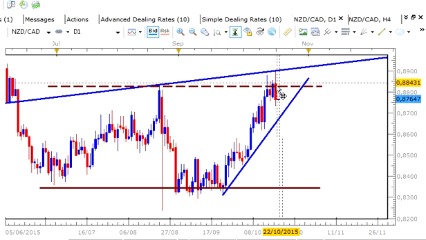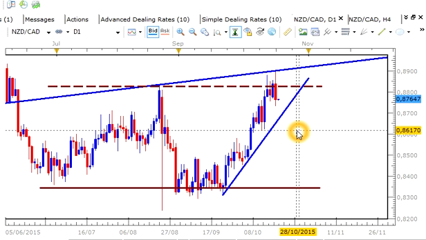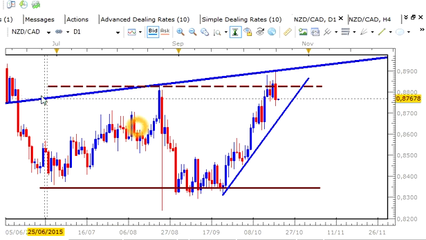So let's wait to see what takes place at this area here over the next couple of days and capture some more pips. So until then, happy trading.